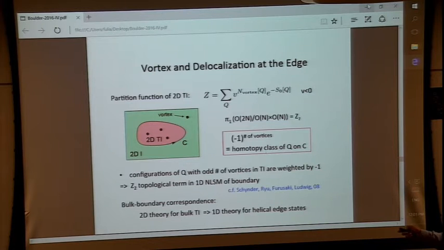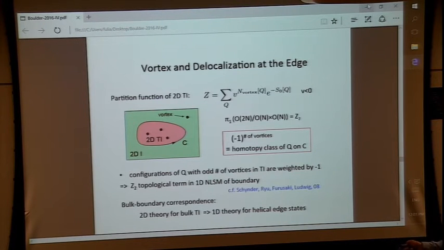So the sign of the vortex fugacity basically depends on the number of vortices inside. It is also equivalent to the homotopy class of the order parameter on the boundary. Okay, I'm emphasizing this because if you look at the order parameter on the boundary, it doesn't vanish there. It everywhere has a fixed magnitude, right?